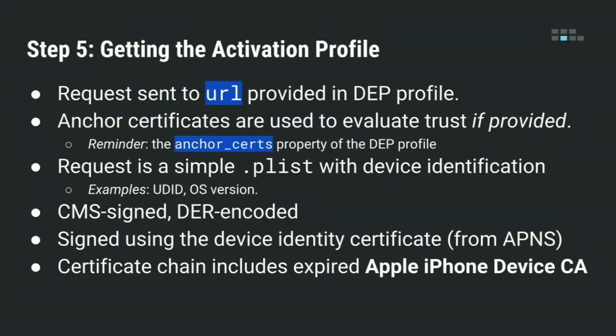Now, that request payload is interestingly CMS signed and DER encoded. It is signed using the device's identity certificate that's part of Apple Push Service. Interestingly, it also includes supplementary certificates in order, we believe, to validate them. But that certificate chain includes a now expired Apple iPhone Device CA. It is unclear why that is still the case. It is likely a very good story.